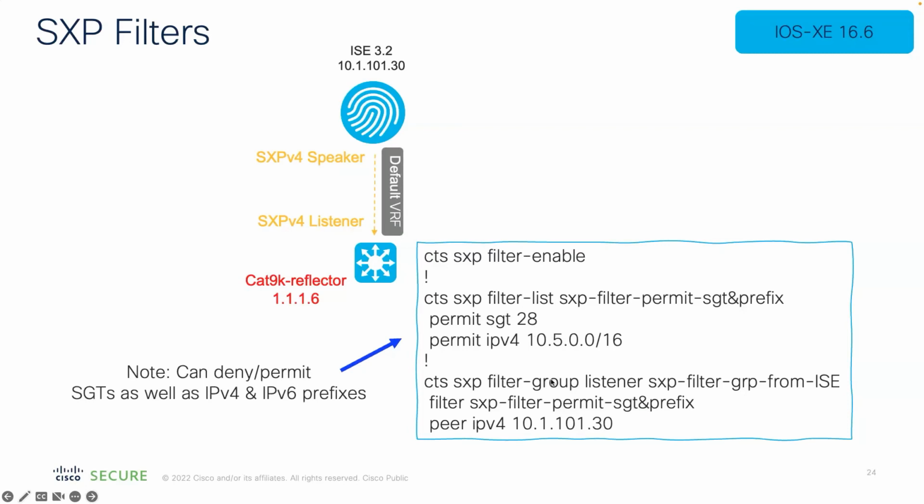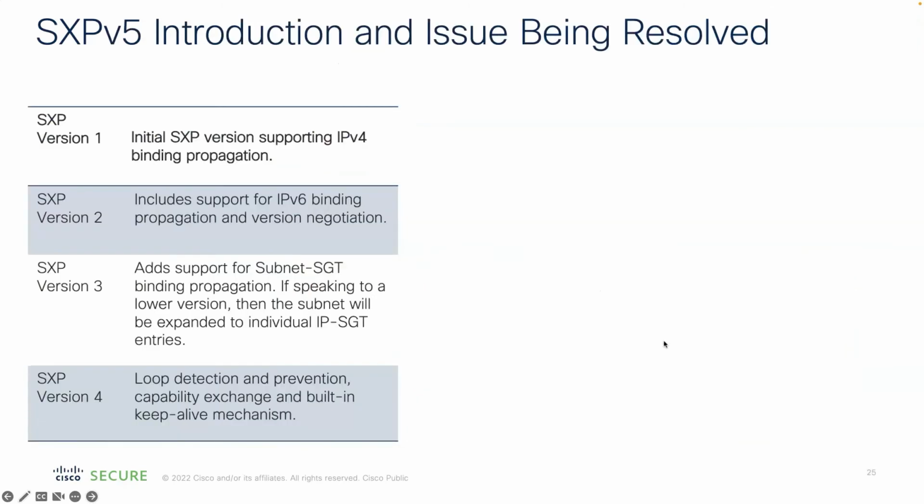And then you have an SXP filter group, which really just assigns this filter list to this particular SXP peer, which happens to be ISE. So this is how you build your filters. This is an example of a filter group listener on the Cat9K, filtering what's coming down from ISE. But you can configure them on the speaker side and the listener side.